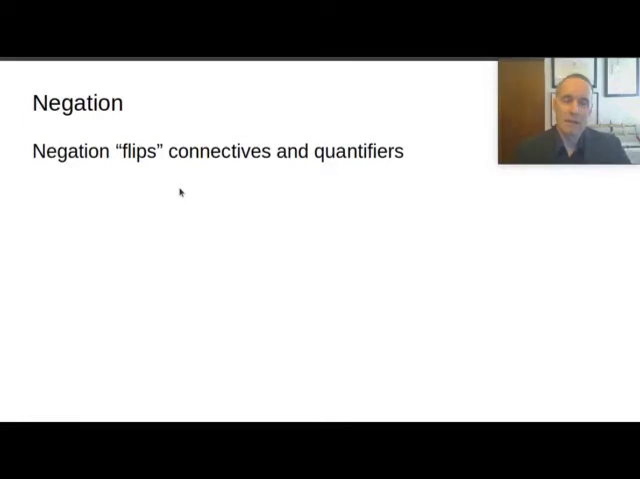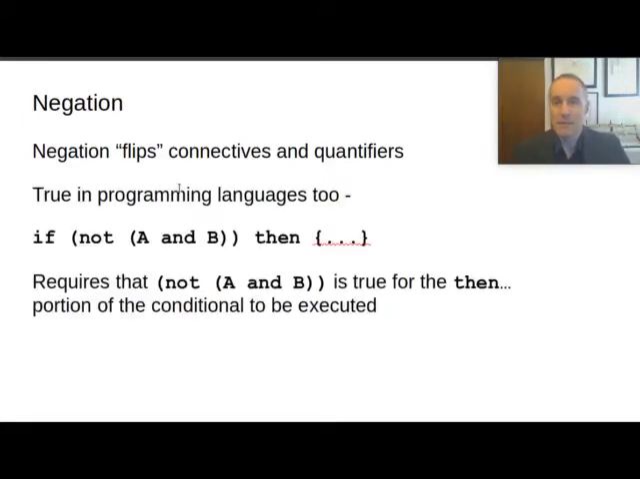And the main issue is that negation flips connectives and quantifiers. So connectives are and or, and quantifiers are universal and existential quantifiers, as we discussed in the last video. So this is, of course, true in the programming languages you're used to, if you're already a programmer working in Java or C++ or Python or some similar language. So if we have a statement like, if not (A and B), then do the following, this requires that not (A and B) is true for the then portion of the statement to be executed.